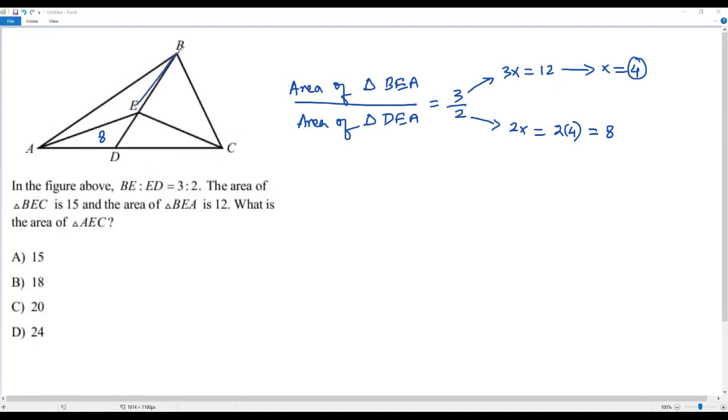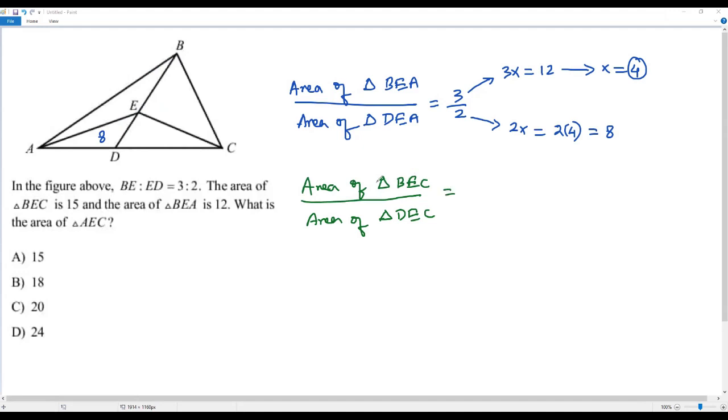Since these two triangles BEC and DEC have their bases on the same line segment and have the common vertex, in whatever ratio we have their bases BE and ED, the same ratio will hold for the area of this triangle and the area of this triangle. Let me write the stuff over here. That is the area of triangle BEC divided by the area of triangle DEC.